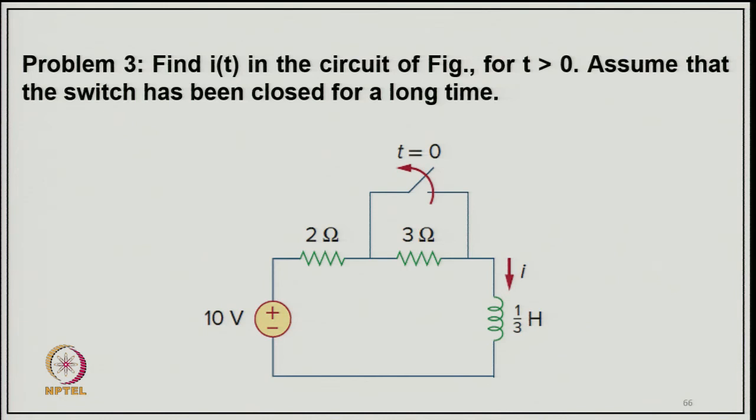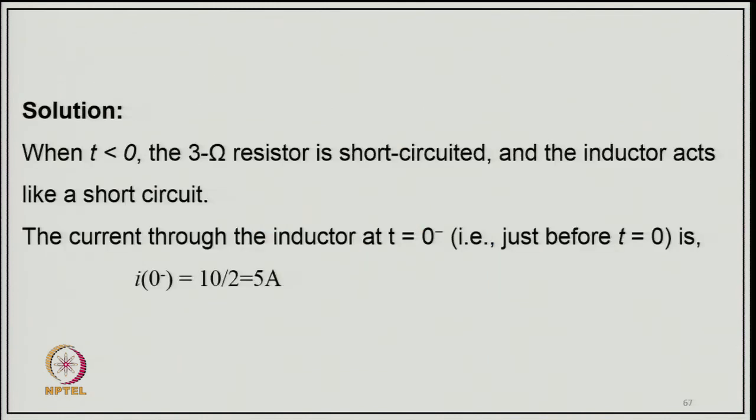So, this circuit was closed for a longer time, and typically the current in the inductor was flowing under steady state, and the drop across the inductor will be 0. But when we insert the resistance, the current certainly has to decrease from that value to a lower value. Let us discuss the solution.